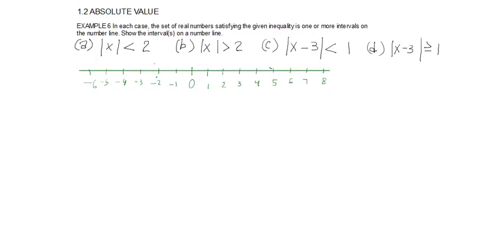Now C, translated to English, is saying x is some value away from 3. So don't take it as a minus. Just take it as away from 3. x is some value away from 3, and since it's absolute, it can be away from 3 less than 1 mile this way, or less than 1 mile this way.